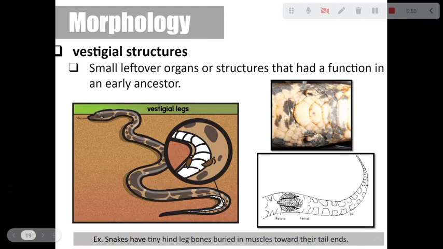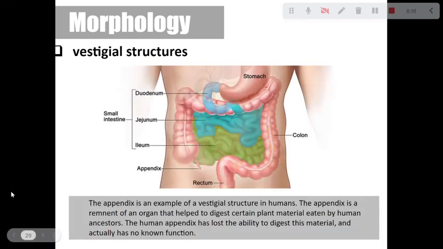Next, we have vestigial structures. This is when we have small leftover organs or structures that had a function in an early ancestor. So, one example of this is found in snakes. Snakes actually have tiny hind leg bones buried in muscles towards the end of their tail. Another example is the appendix in humans. The appendix is an organ that helps to digest certain plant material eaten by human ancestors. The human appendix has lost the ability to digest this material and actually has no known function today.